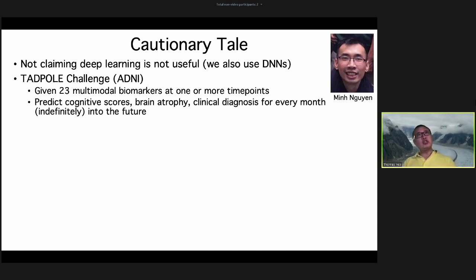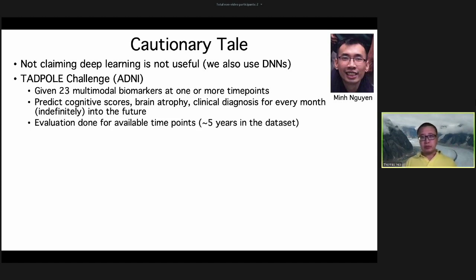So the TADPOLE challenge is set up as follows. For each subject, we're given 23 multimodal biomarkers at one or more time points. And our goal is to predict the cognitive scores, brain atrophy, and clinical diagnosis of the subject for every month indefinitely into the future. Of course, even though we would like to predict indefinitely into the future, the evaluation can only be done for available time points, which is about, if we split the data in half, about 5 years in the ADNI data set.